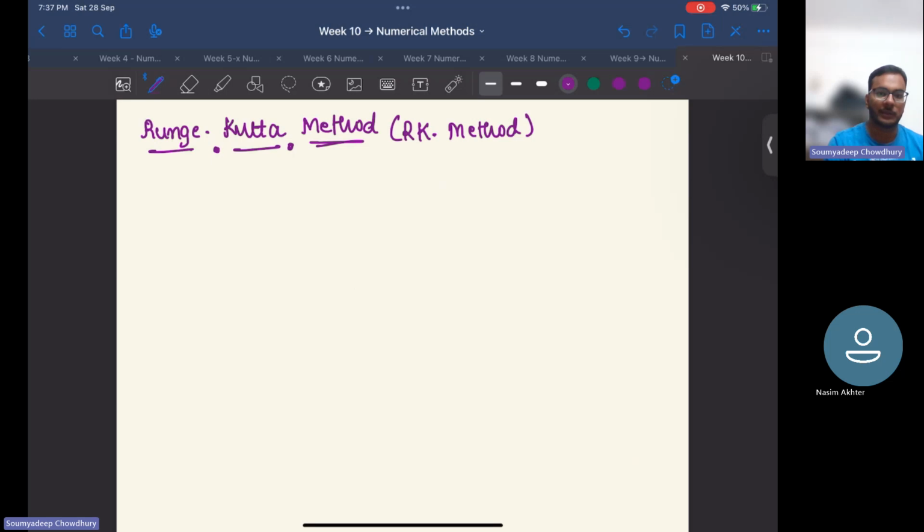Based on the number of sub intervals, there are two classes of RK method. One is the second order RK method or RK2 method it is called. Another is the fourth order RK method, which is RK4. And RK4 method is more accurate compared to the RK2 method. So we will see first the RK2 method.